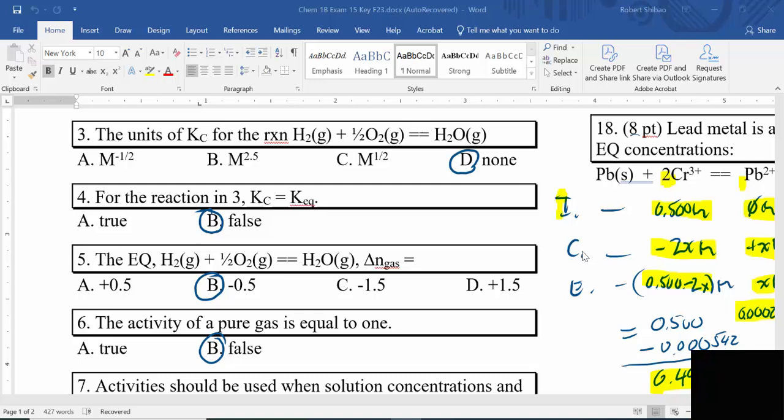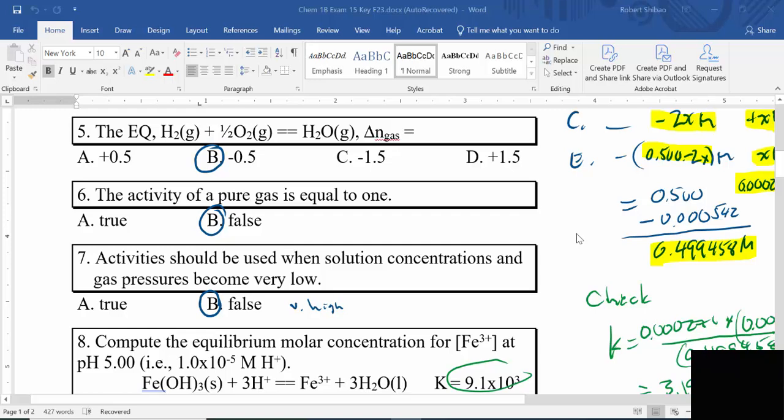6, the activity of a pure gas is equal to 1. Its activity doesn't change. 7, activities should be used when solution concentrations and gas pressures become very low.